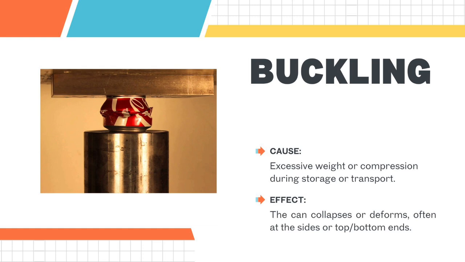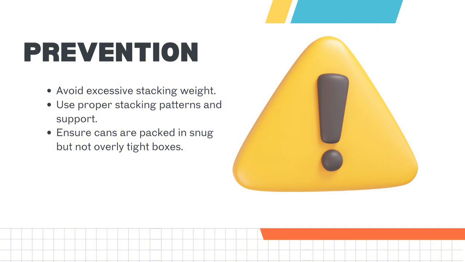Another possible cause is a weak can structure that can't withstand the pressure. The effect is crushed or distorted cans, which not only affects appearance but can also compromise the integrity of the seal. Also, the content inside is affected because the can gets crumpled. To prevent buckling, it is important to stack cans properly, avoid excessive weight, and use stronger can materials if necessary.